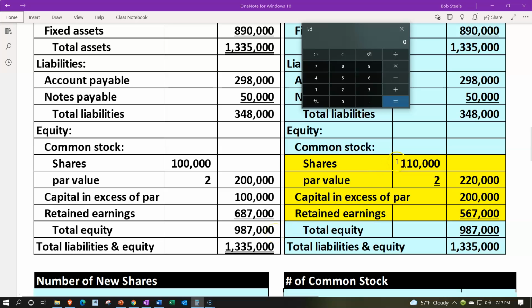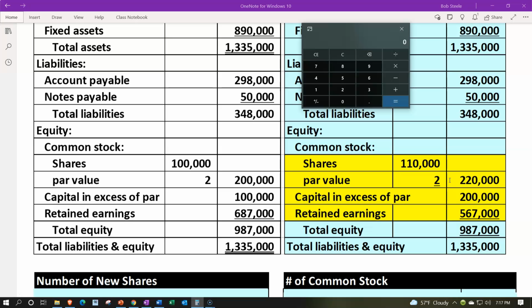And then we had the adjustments to the number of shares. The par value is still at 2 at this time. And then the capital in excess of par has changed and the retained earnings have changed. So this is a bit more complex of a scenario to figure out. We'll take a look at it down below.